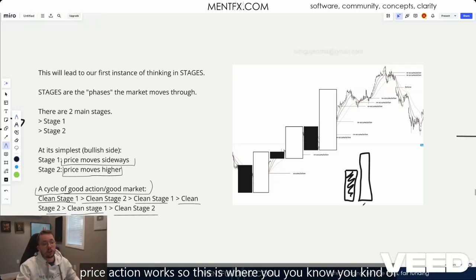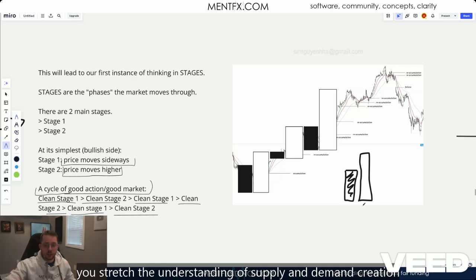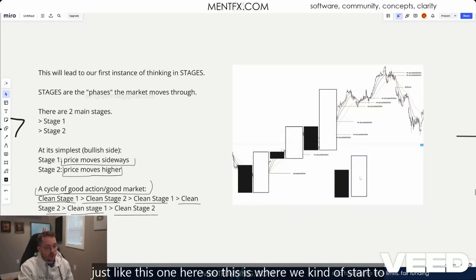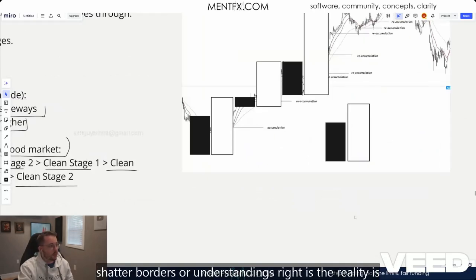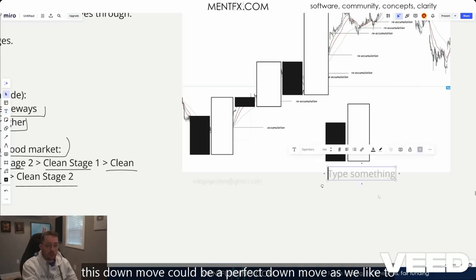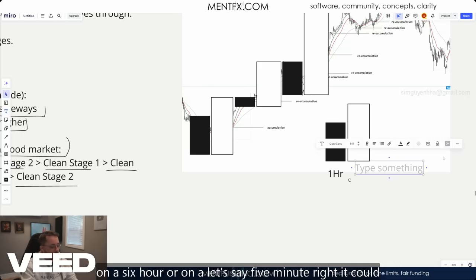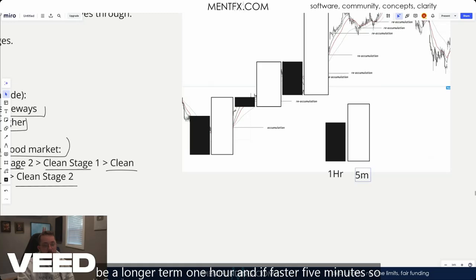So this is where you kind of stretch the understanding of supply and demand creation because guess what? A down move followed by an up move, right? Just like this one here. So this is where we kind of start to shatter borders or understandings, right? The reality is this down move could be a perfect down move, as we like to say, on a 1 hour chart. But this up move might not be a perfect up move on a 1 hour, but might be a perfect up move on a 6 hour or, let's say, 5 minute, right? It could be a longer term 1 hour and a faster 5 minutes.